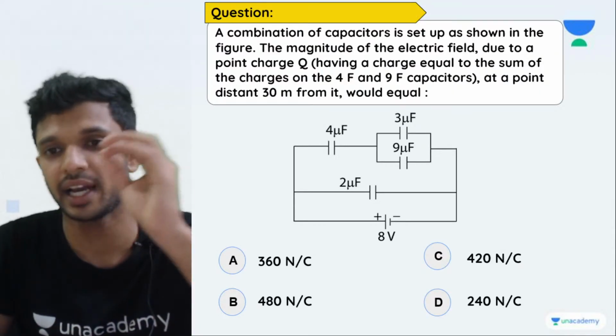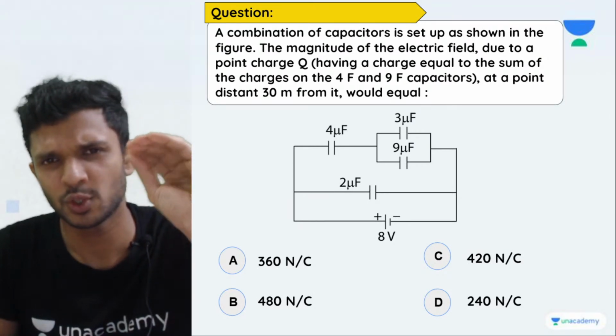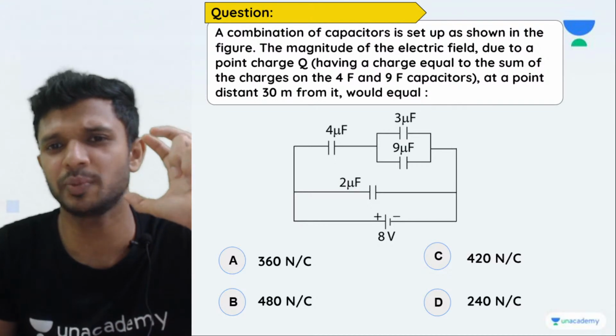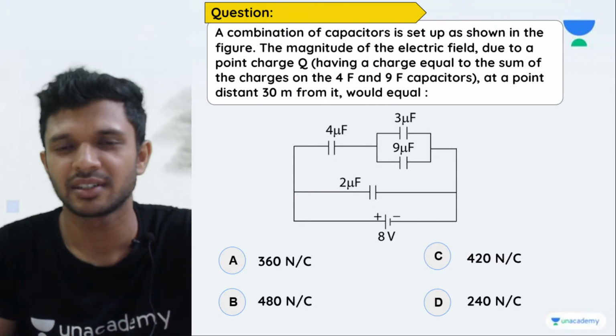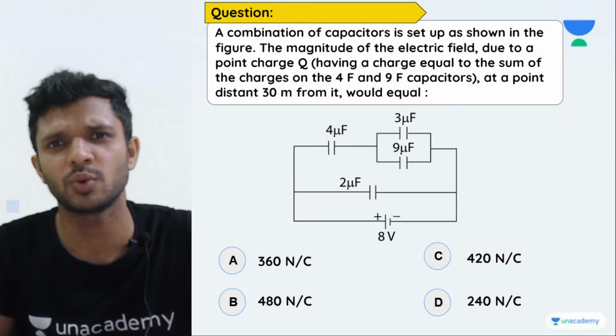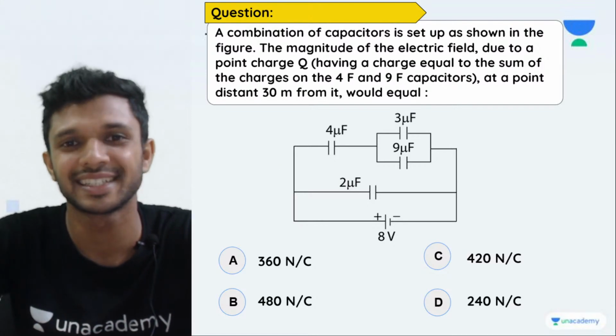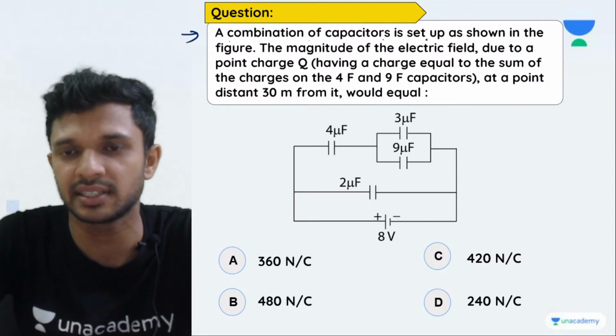So let's move and do the next question. It is a bit tough, which means you should be thorough with all the concepts, then only you'll be able to do it. But no worries, Ameer sir is here, physics is here, you all are here. We are all ready to work hard, right? So let's do it. Question: a combination of capacitors is set up as shown in the figure.